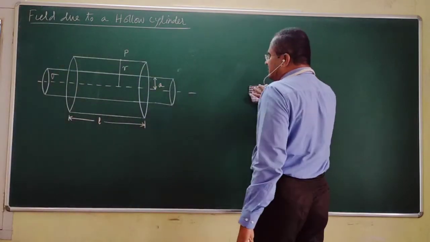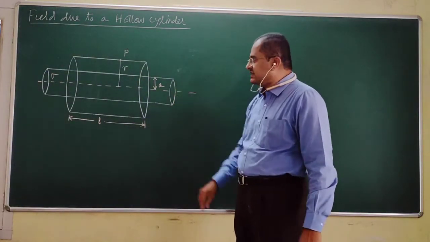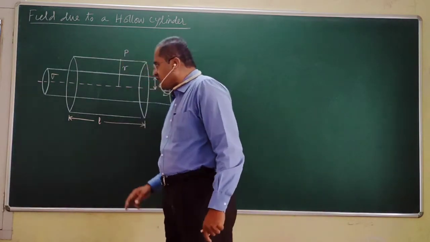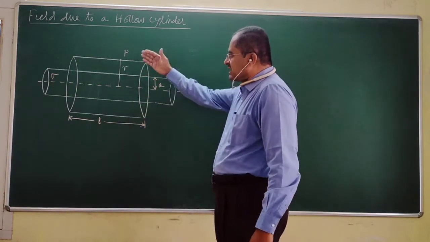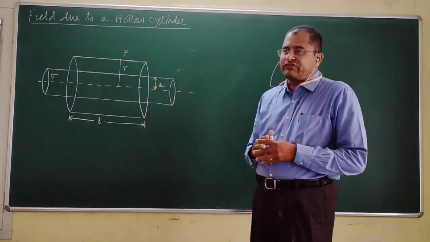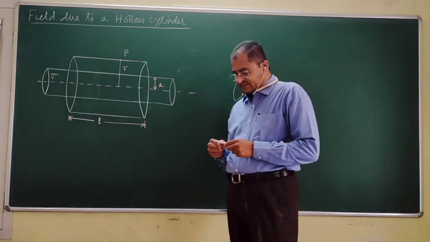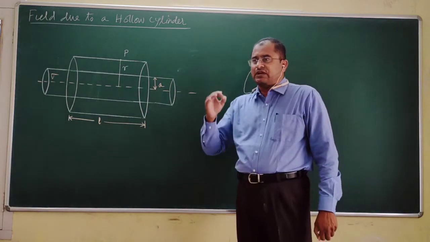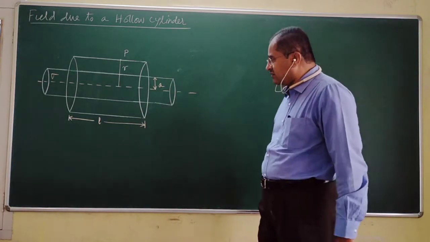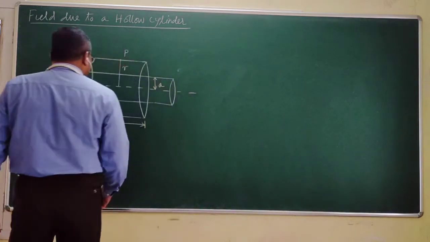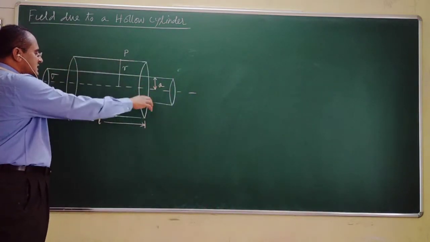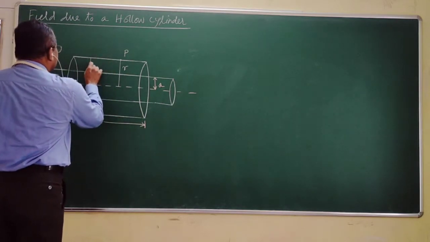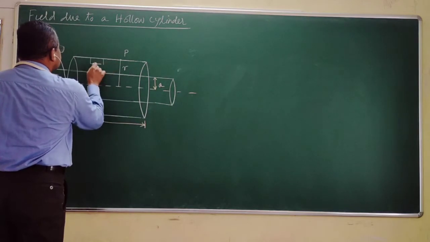Let me repeat once again. This is a hollow cylinder of radius A, surface charge density sigma. We have been given a point P outside this hollow cylinder where we want to find out electric field intensity. Sigma is the surface charge density, which is charge per unit area. Now, in order to determine electric field intensity due to this hollow cylinder at a point outside, I need to take a small surface on the Gaussian surface.